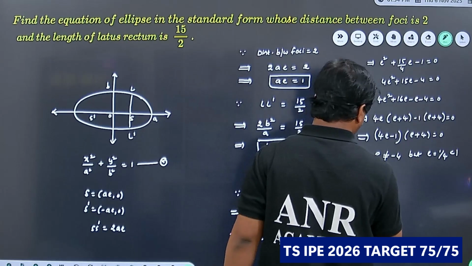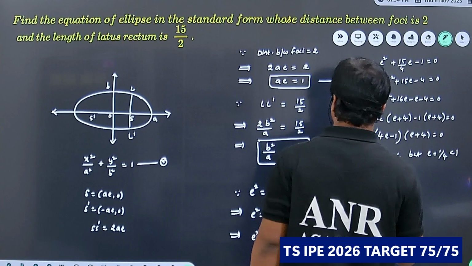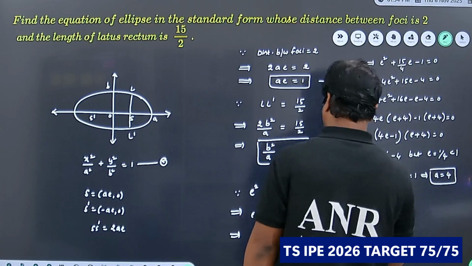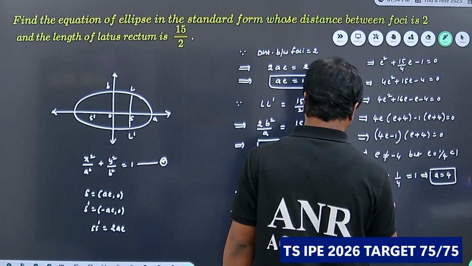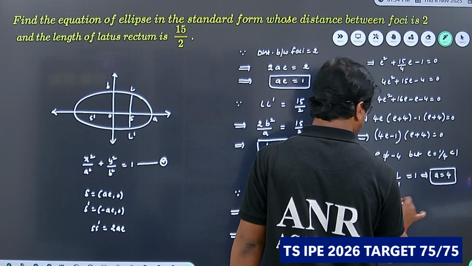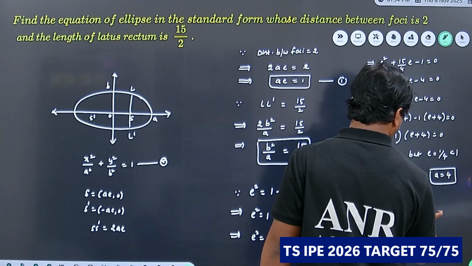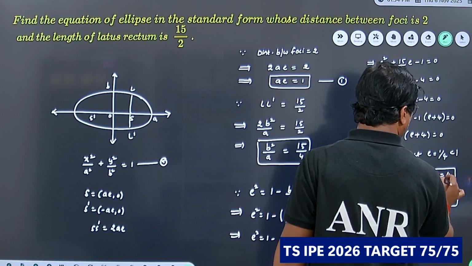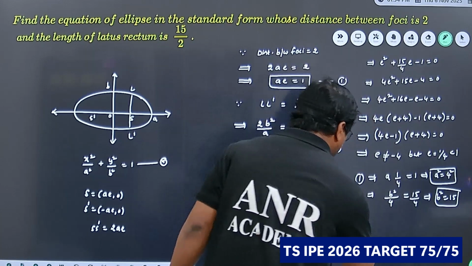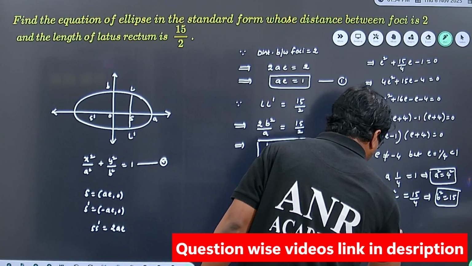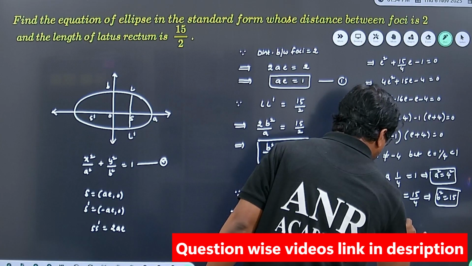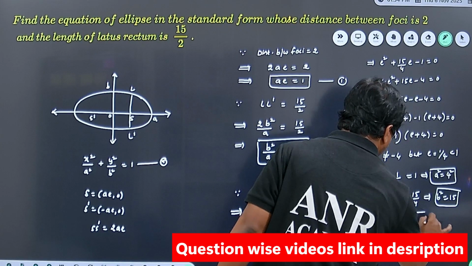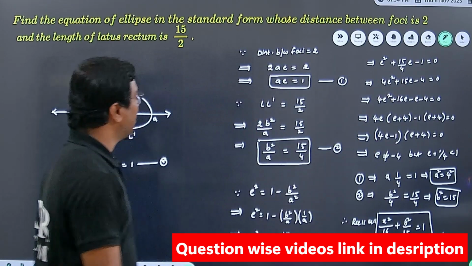Yes, from a into e equals 1, that is a into 1 by 4 equals 1, implies the value of a equals 4. Next, from the second one, b square by a, that is b square by 4 equals 15 by 4, implies b square equals 15. So b square equals 15 and a square equals 4 square, that is 16. Therefore the required equation is x square by 16 plus y square divided by 15 equals 1. This is the required ellipse. Let us move to the next question.